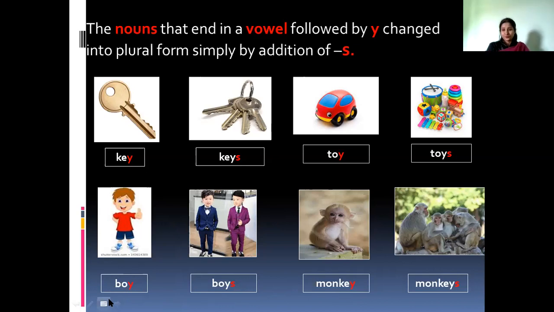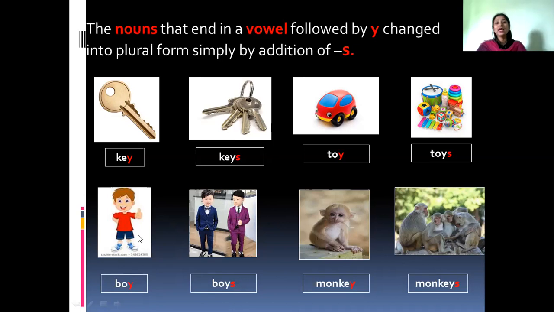Now what to do? How should we make the plural of these nouns? Very simple. Just check the word. If the word ends with the letter Y and before Y a vowel is there, A, E, I, O, U, that time just join S and make the plural form. Key, keys. Toy, toys. Boy, boys. Monkey, monkeys.